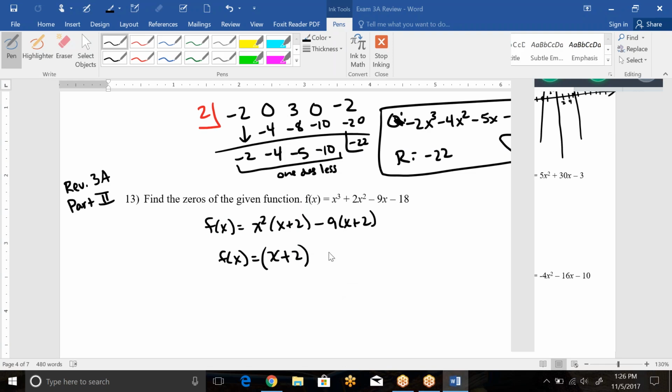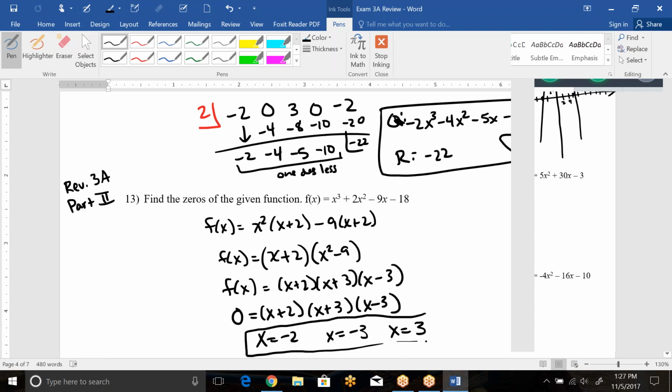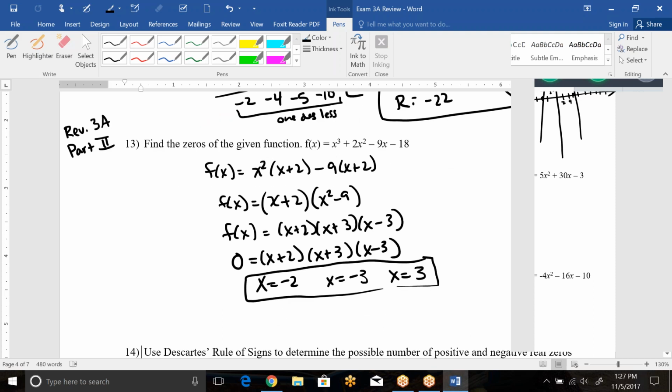So if we pull that x plus 2 to the front, we'll be left with x squared minus 9, which is factorable again. So x plus 2 times x plus 3 times x minus 3. And to find the zeros, we set f of x equal to 0, and we solve for the x's. So this would be -2, -3, and +3. So there are my zeros of this function. So if it's factorable, it's not that bad to find the zeros of the function.